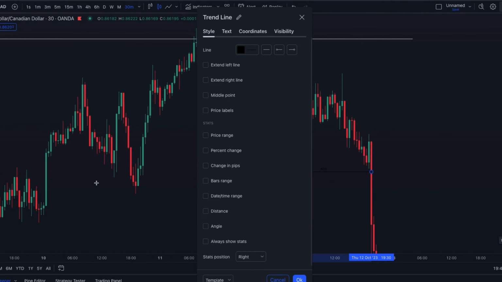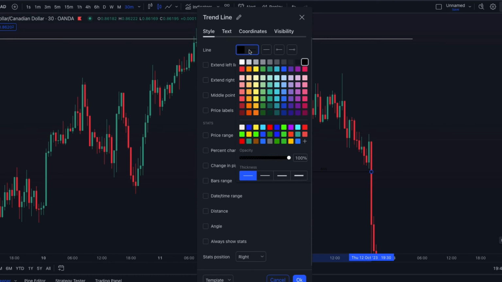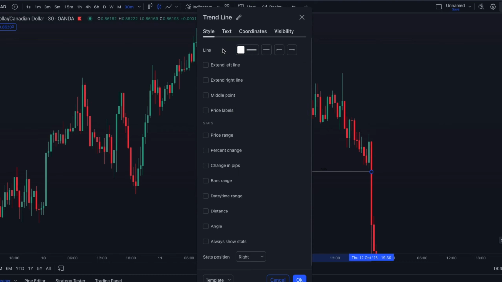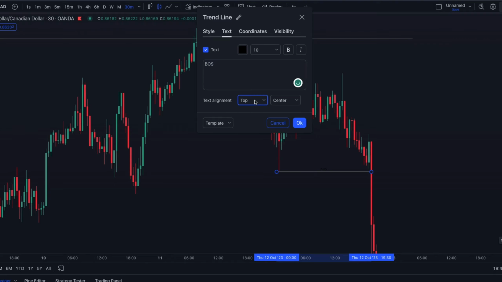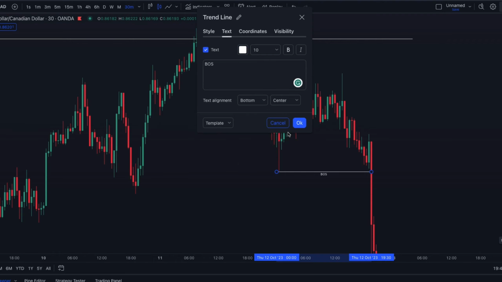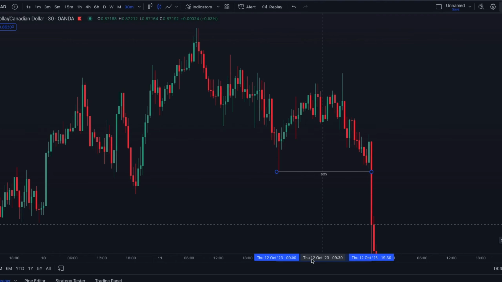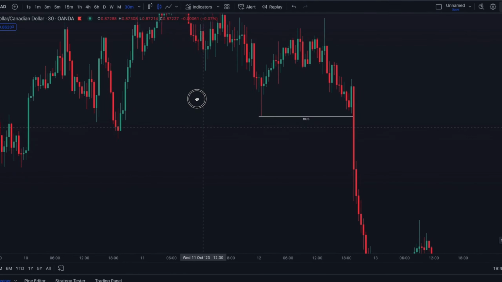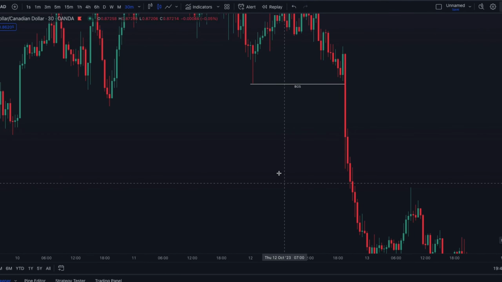And then we're going to go ahead and put the settings here and make the white line and all that. And then we're going to put the BOS towards the bottom. And make sure it's white so you can see it. Okay, so it's just a line with text. Alright, so that broke structure. That's 1.